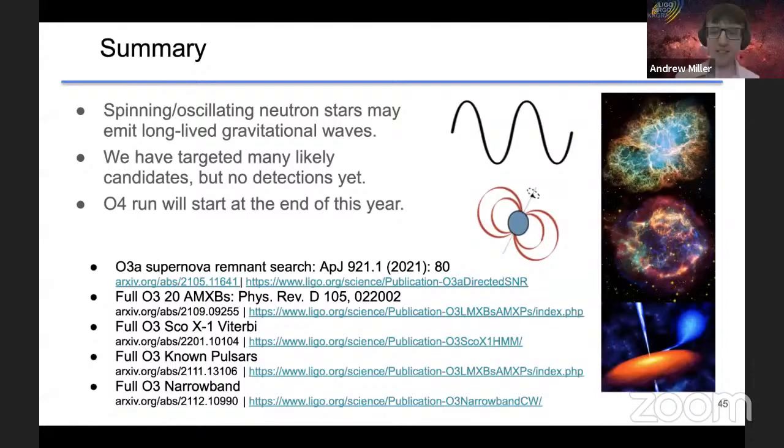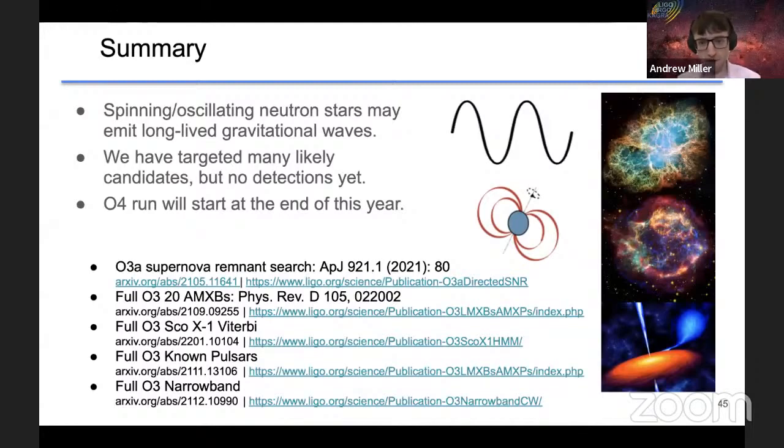Thank you, Andres. As Andres said, I will just summarize that this has been a webinar about known sources of continuous gravitational waves, and that spinning and oscillating neutron stars may emit long-lived quasi-monochromatic gravitational waves. Throughout all of these searches, we've had many possible candidates, but have not yet been able to claim any detection. But not all hope is lost.